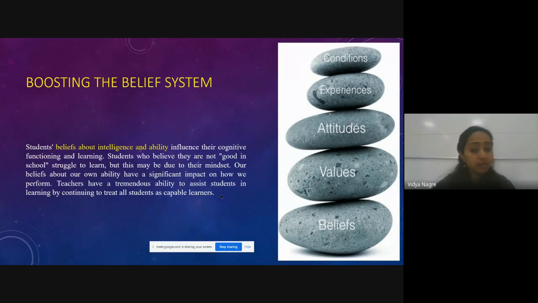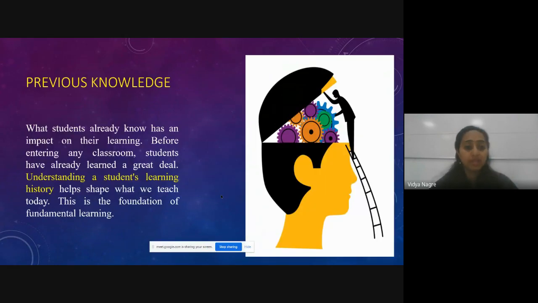That is why the teacher's role comes in, who has a tremendous ability to assist students in learning by continuing to treat all students equally, as capable learners. It is the duty of a teacher first not to give biased treatment to the students. There will be slow learners for whom you may have to go for remedial classes. You may have to give different exercises, or change your teaching patterns. There might be some advanced learners to whom you can give advanced studies. In this way, you can help boost their belief system.